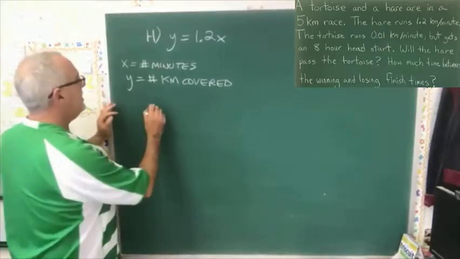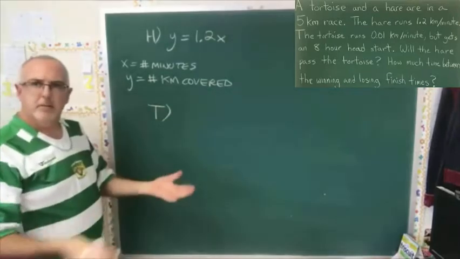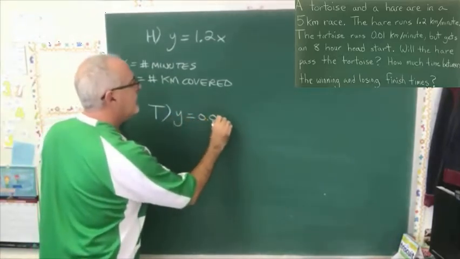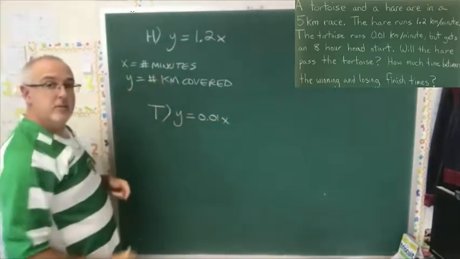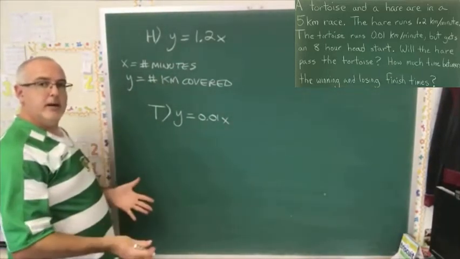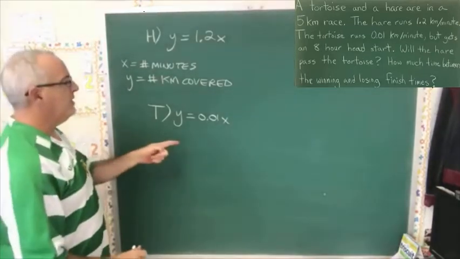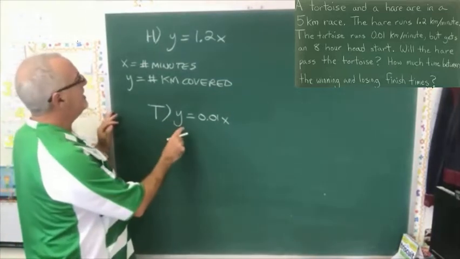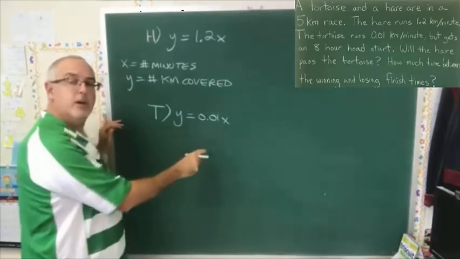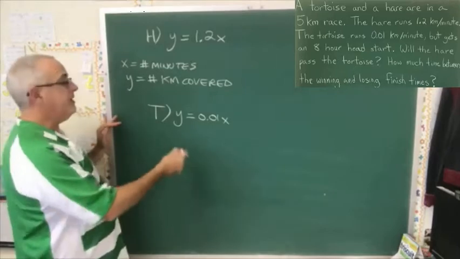I also need an equation for the tortoise. And it's obvious from the information given that I expect it to be y equals 0.01x using the same variables. But the tortoise has an 8-hour head start. What do I do with that? It sounds like a y-intercept, but it's not what I'm going to do. What I'm going to do is plug 8 hours as a number of minutes into this equation and see how many kilometers the tortoise has covered after 8 hours.